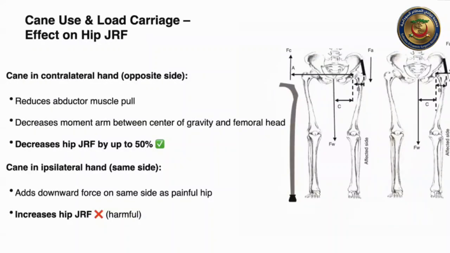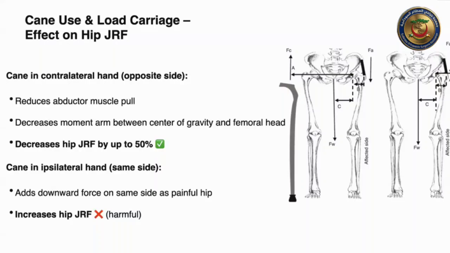So what mechanism do we use to reduce joint reaction force on the affected hip? We usually advise our patient to carry a cane on the opposite side of the affected hip. This reduces abductor muscle pull and decreases the moment arm between the center of gravity and the femoral head. And when we put 15% of body weight of pressure on the cane, it reduces joint reaction force in the contralateral hip by almost 50 up to 60%.